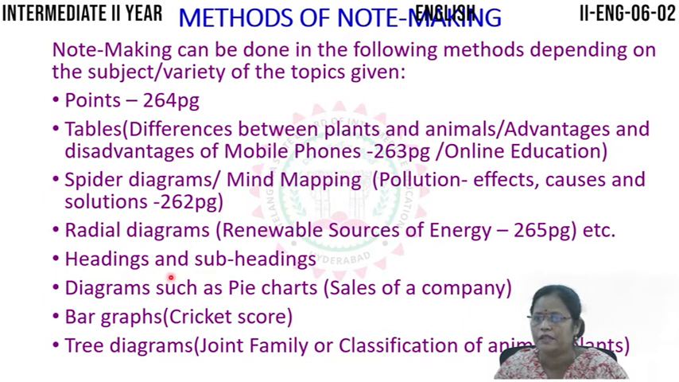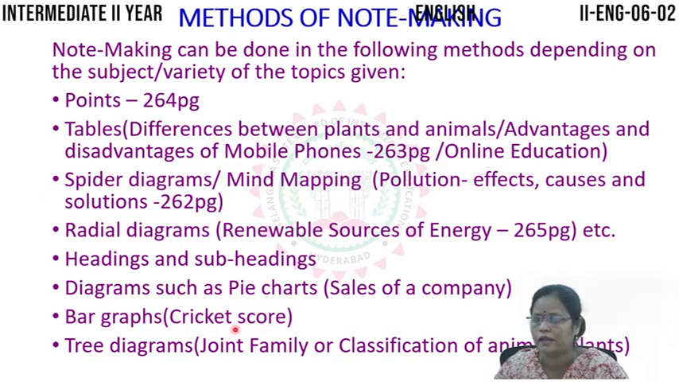Next, headings and subheadings. Sometimes even this pollution can be written in the form of spider diagram, mind mapping, and also headings and subheadings. Like pollution, how many types of, what is the main definition should be in the heading. Then types of pollutions like air pollution, land pollution, water pollution, and what are the causes, effects, solutions, in subheadings you can mention it. Okay. Next, diagrams such as pie charts, for example, sales of a company, income and expenditure of a person can be shown through pie charts.